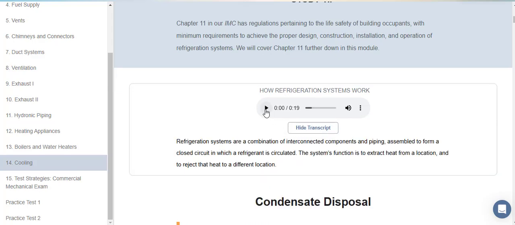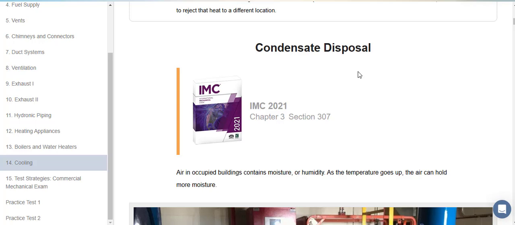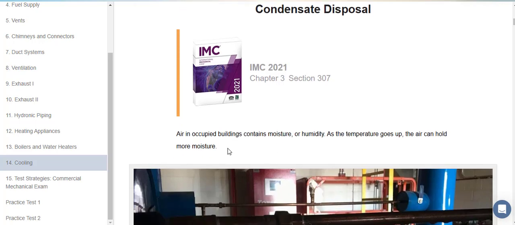How refrigeration systems work. Refrigeration systems are a combination of interconnected components and piping assembled to form a closed circuit in which a refrigerant is circulated. The system's function is to extract heat from a location and to reject that heat to a different location. Condensate disposal. International Mechanical Code 2021, Chapter 3, Section 305.